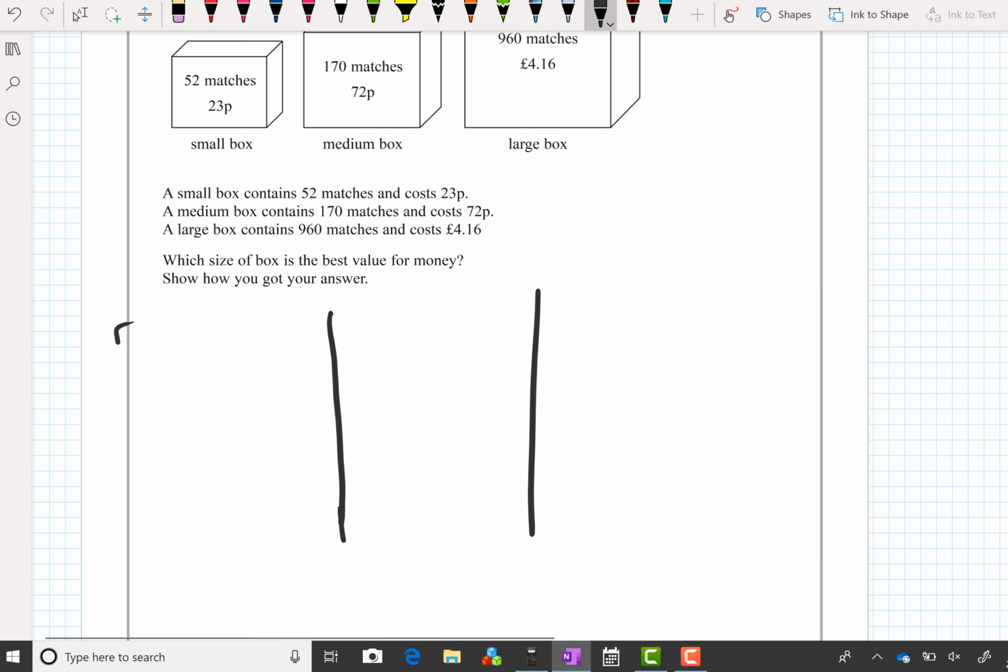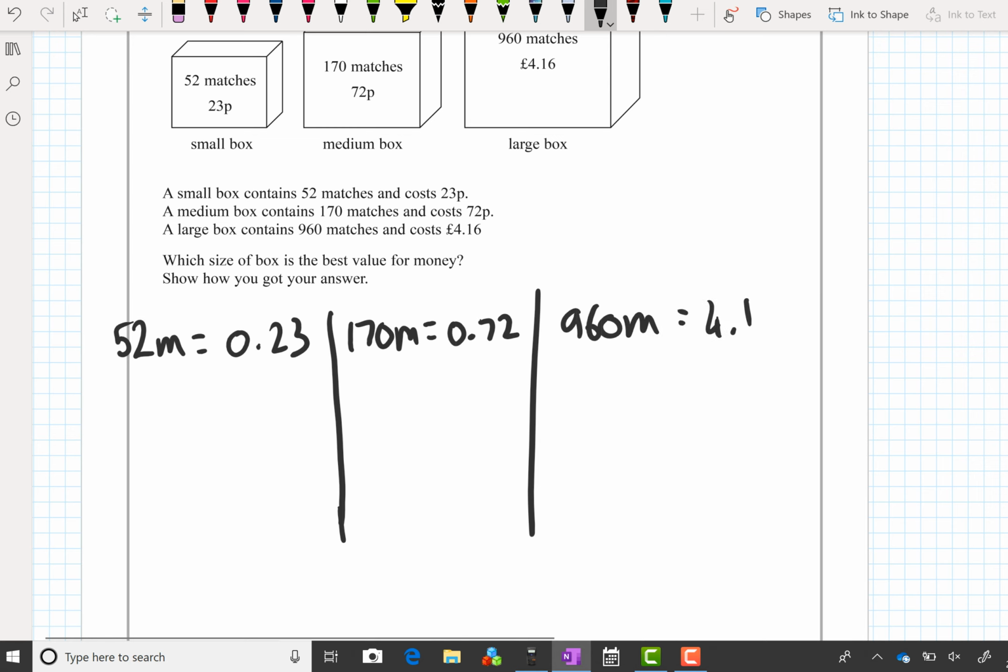I would say that 52 matches costs 23p, 170 matches costs 72p, and 960 matches costs £4.16. Let's find out what 1 costs. This is the unitary method, so we want to scale this down to 1 match. If you've got a number, you want to get it down to 1, you divide it by itself. What you do to one side of the equation, you must do to the other, because it's balanced, right?